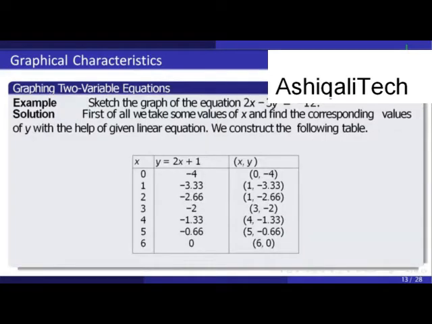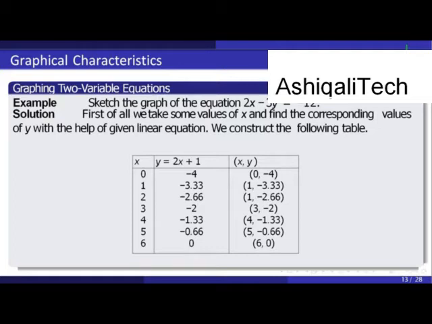Dear students, now we see an example. Sketch the graph of the equation 2x minus 3y is equal to minus 12. First of all, we take some values of x and find the corresponding values of y with the help of the given linear equation. That is, we construct the following table.